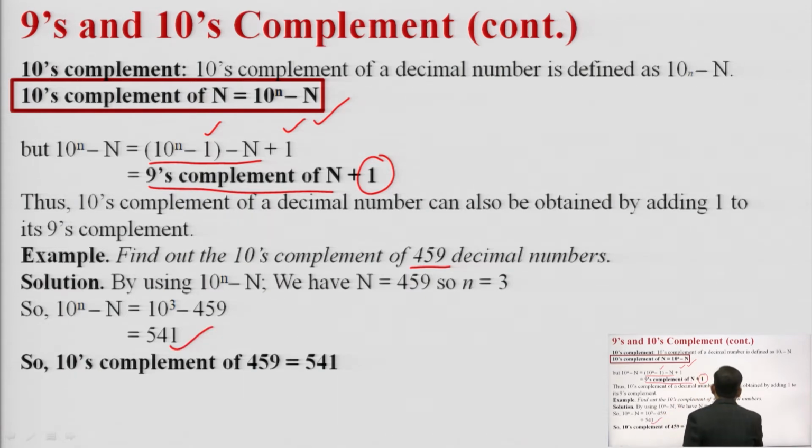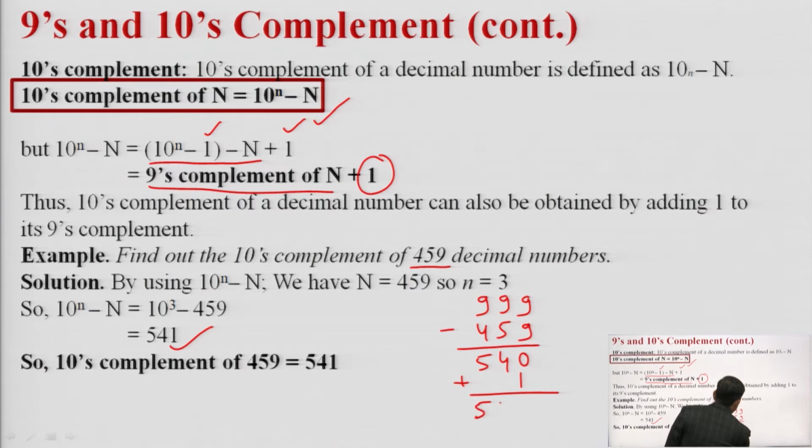Else what we can do over here is 999 minus 459. So this is 540 again plus 1. So this is 541. This is the 10's complement. So these are the methods to obtain the 1's, 2's, 9's and 10's complement.